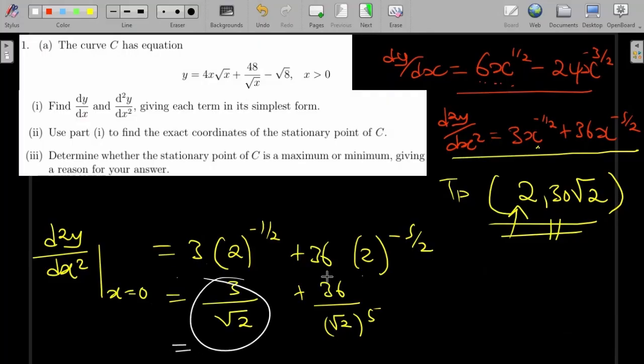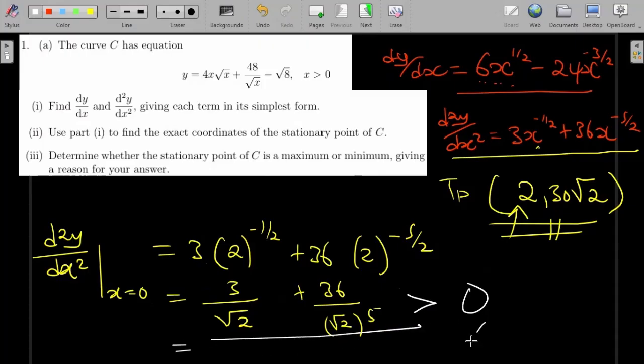But these numbers here are all positive. So without even finding the final answer, you can see that this number is a positive. Even this number is also a positive. So when you add a positive number to a positive number, you're going to get a positive number. So just from here, we can conclude that this one here is greater than what? 0. So if your second derivative is greater than 0, you're going to say this point here is a minimum point. So that's the reason there. Because the second derivative is greater than 0, we are going to say this point here is a what? A minimum point. Okay, so we are done with question 1A.